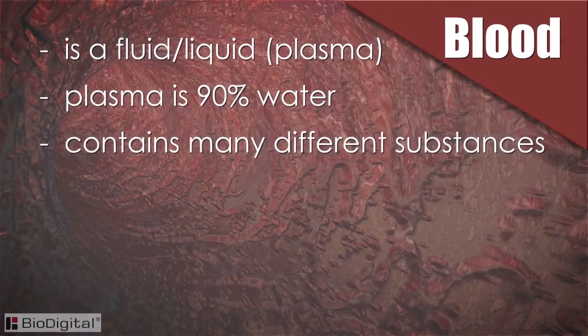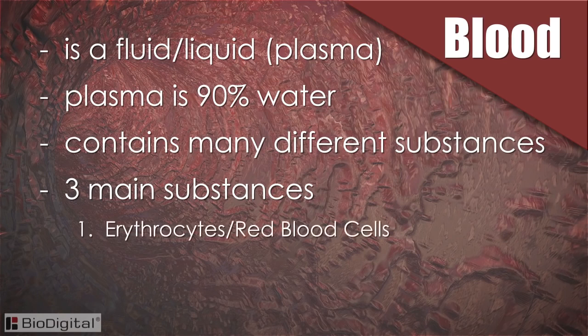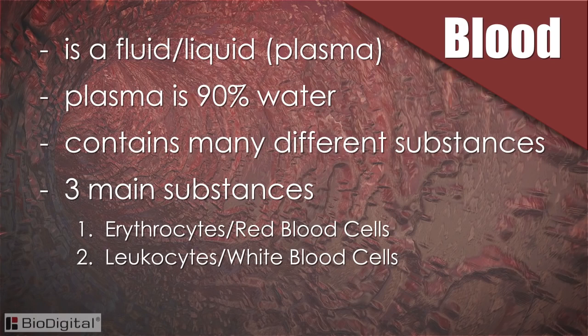Blood contains many substances, but the three main substances we will discuss in this video are the three different types of blood cells, each having its own particular function. The first type of blood cell is called erythrocytes. These are known as the red blood cells. Leukocytes are known as the white blood cells, and thrombocytes are the platelets.